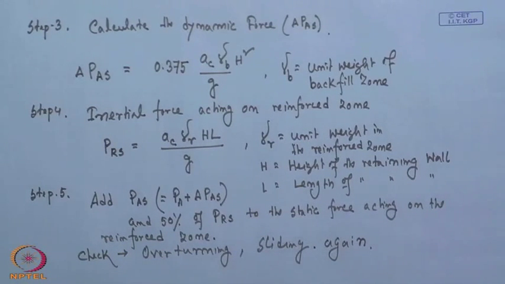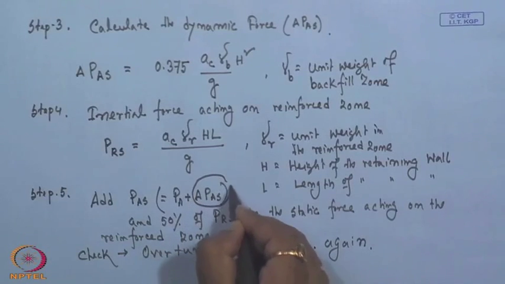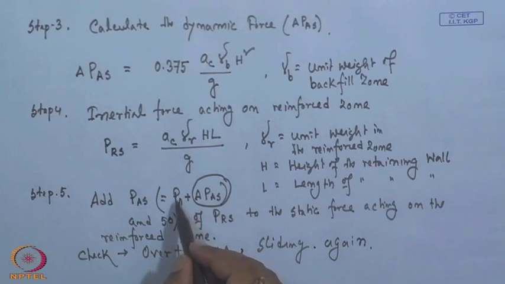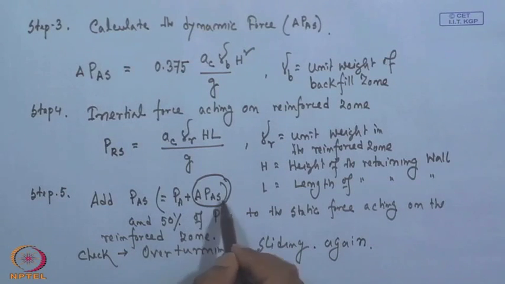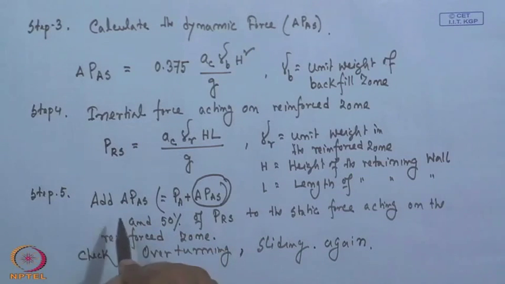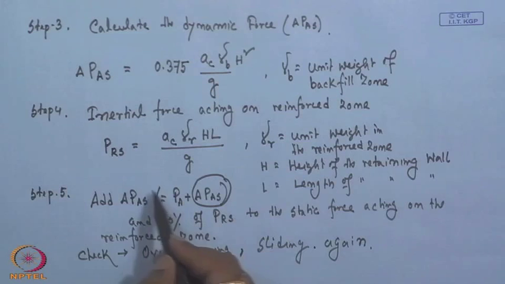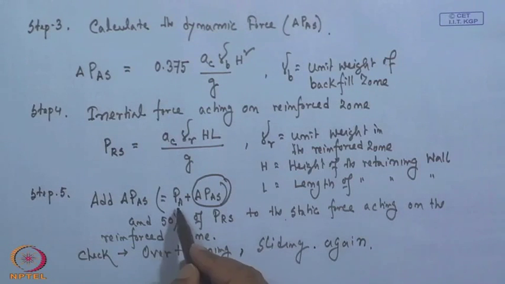So, as it was designed for that purpose, we have already checked overturning and sliding for the static condition. Now, to that static condition force, we have to add delta P_AS. This P_A is only for the static condition. So, now we can write delta P_AS and 50% of P_RS: the total dynamic force and 50% of the inertial force added to the static force. Static force is P_A, so we add delta P_AS, with 50% of P_RS acting on the reinforced zone.